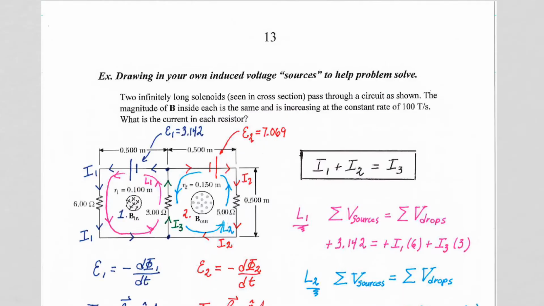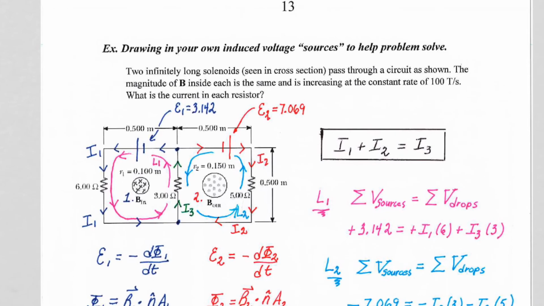So here we have a circuit with no batteries in it. These are going to be the induced EMF ones. This blue one here and this red one over here are going to be induced voltages that enter into the problem in a moment. So let's hold off on that.